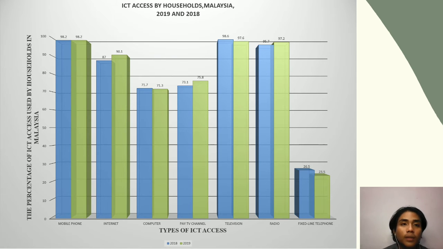And for the next bar graph, we can see the percentage of household access to pay TV channels shows an increase from 73.1 in 2018 to 75.8 in 2019. It is because pay TV is one of the cheapest means of communication, as it is in every household and it's easy to access.